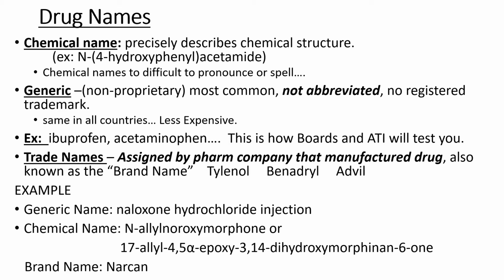Okay, so generic names, they're non-proprietary. This is the most common drug name used. Okay. Proprietary is just another name for generic. Now, with generic, they're the same. It does not matter where you go in the US or any other place. For example, I have here ibuprofen and acetaminophen. They're the same generic name no matter where you go. You will know that you're getting ibuprofen or acetaminophen. There's no registered trademark, they're not abbreviated. And remember, generic is the most common. Okay. This is how you're going to be tested on your boards and ATI. Okay. It's typically by the generic name, not trade names.